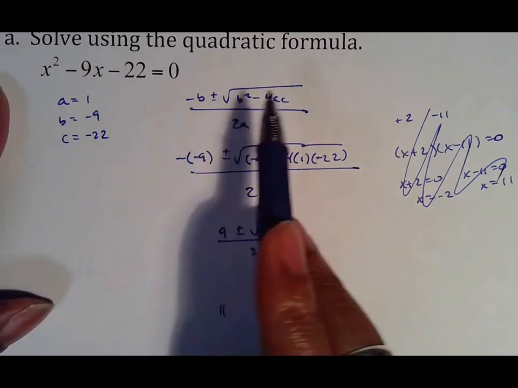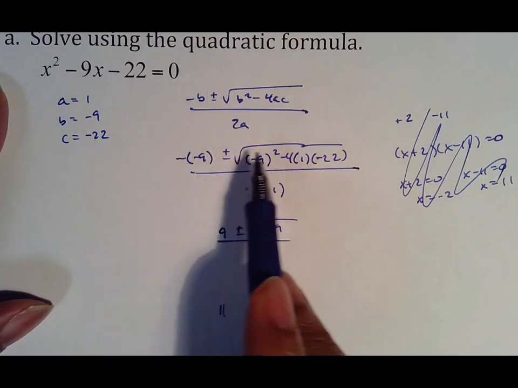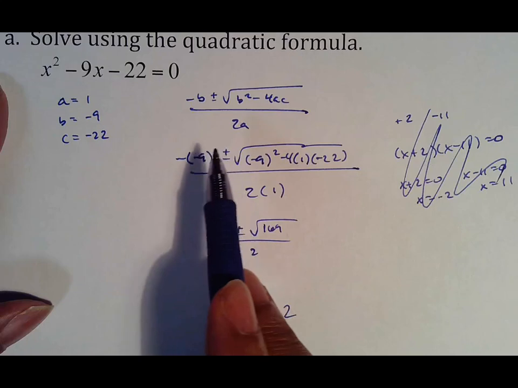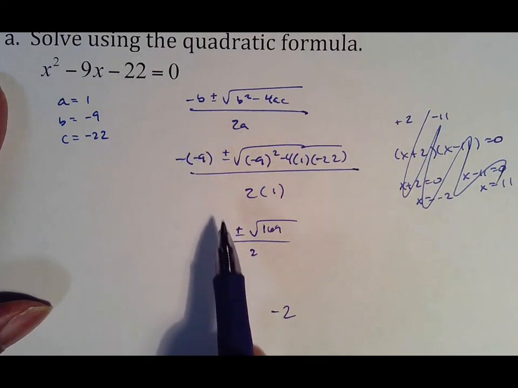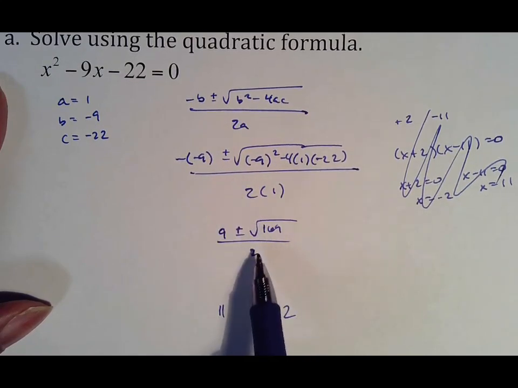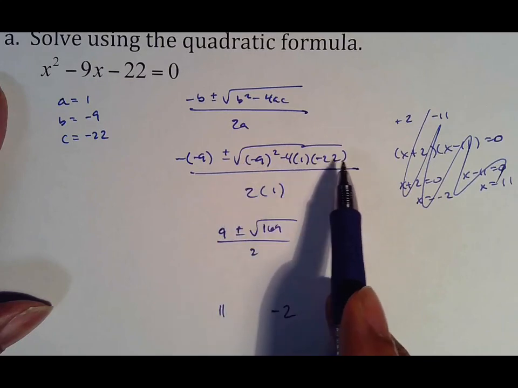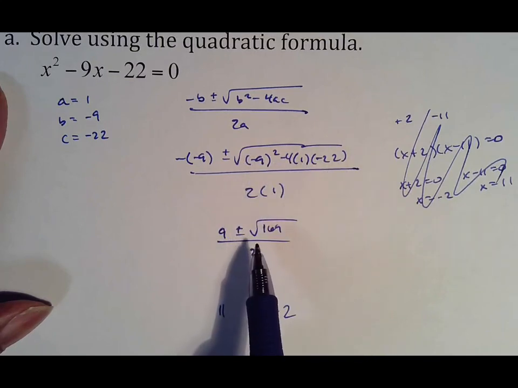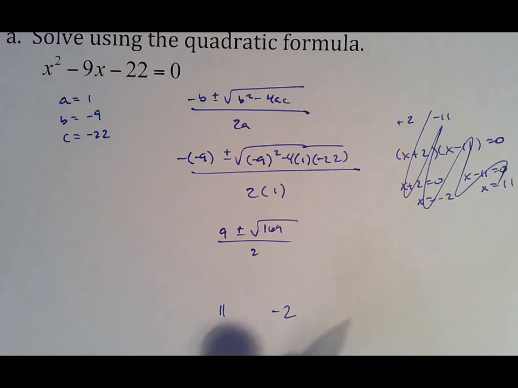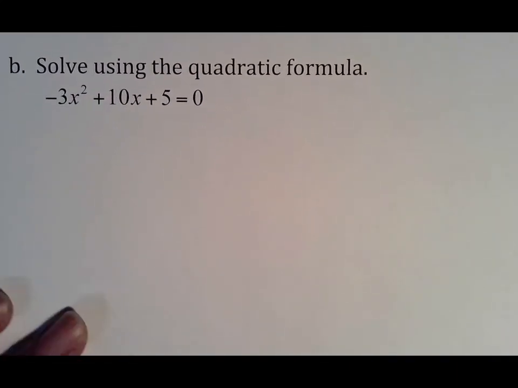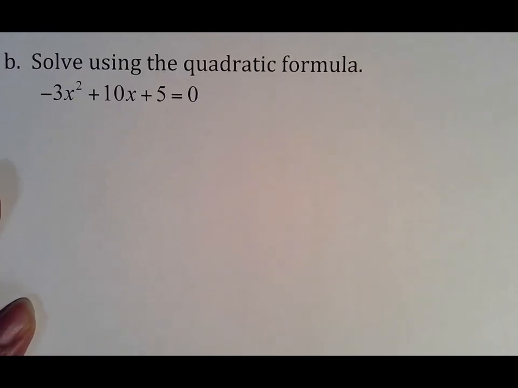Again, write the a, b, c, write the formula, substitute carefully using parentheses, and simplify in 3 parts. So simplify your negative number here, simplify the 2a, and then type the numbers into your calculator here, and do the process that we learned, which is to hit equals before we hit divided by, and you should be okay. Again, solve using the quadratic formula.